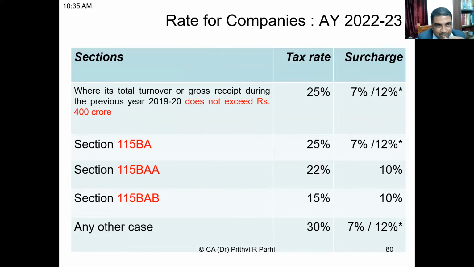Now, these are some specific rates for companies in different situations, which I am showing you right now. As you know, normally the rate of tax can be 25% if the turnover doesn't exceed 400 crores in the previous year, 2019-20. Surcharge rate, you know. But these are certain specific sections, 115BA, 115BAA, 115BAB. In these cases, tax rates can be 25%, can be 22%, can be 15% also. But there are certain conditions.